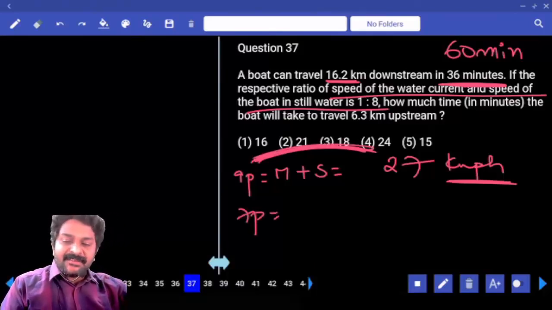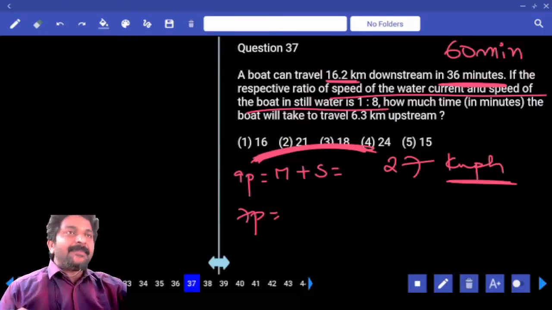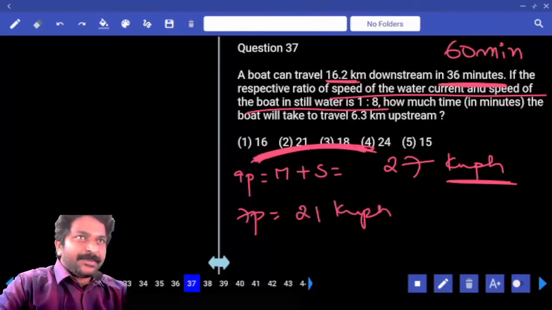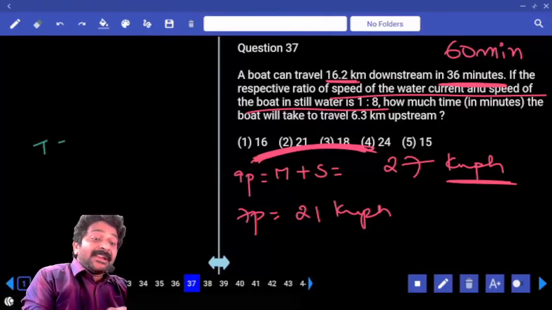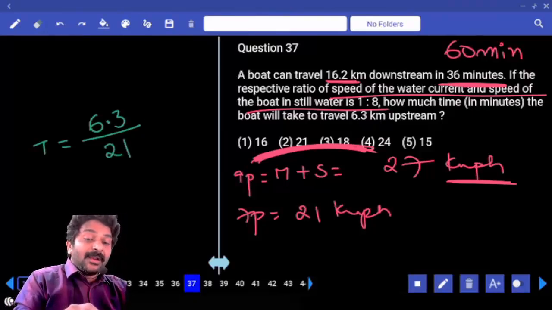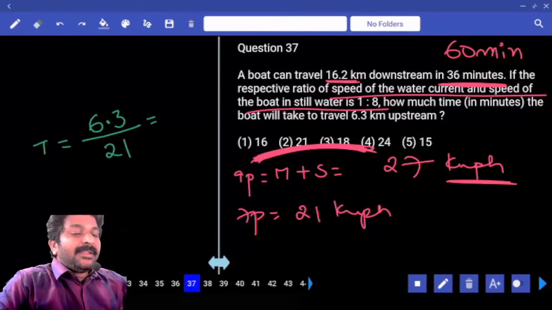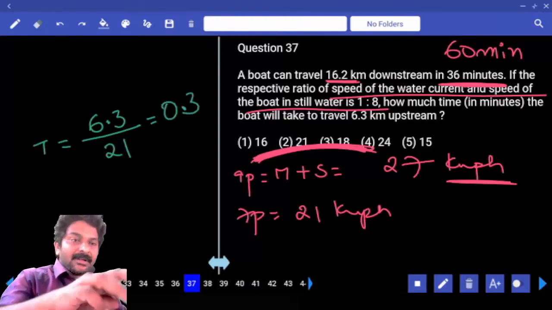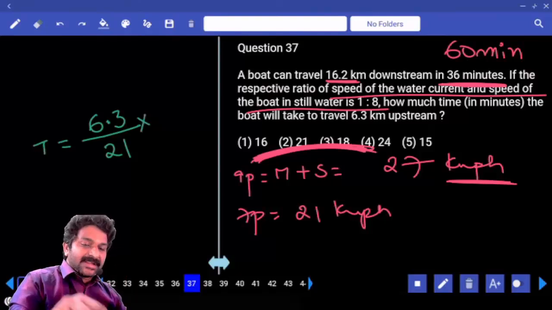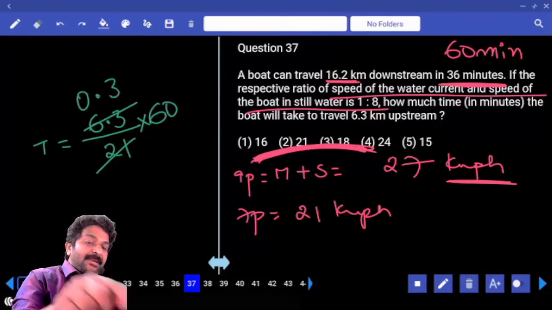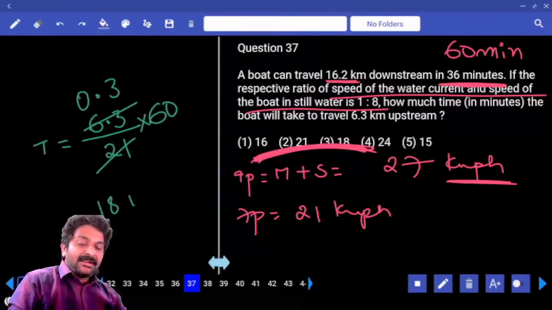If 9 parts is 27, 9 how many times is 27? 3 times. 7 parts, 7 threes, 21 kilometer per hour. We were not asked to calculate the speed of upstream. We were asked to calculate the time it takes to cover 6.3 kilometers. Correct? Divided by the upstream speed, 21. 21 3 times is 63. But there we have 6.3, that means the answer is 0.3. Otherwise, you'll get the answer in terms of hours, to convert it to minutes, multiply by 60. 0.3 times 60, 18 minutes answer.